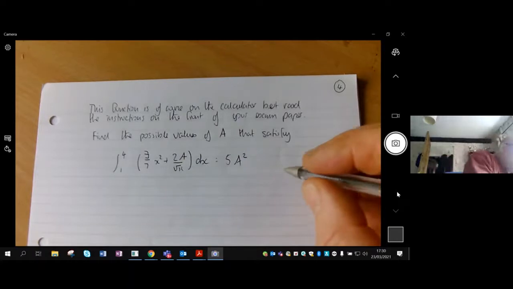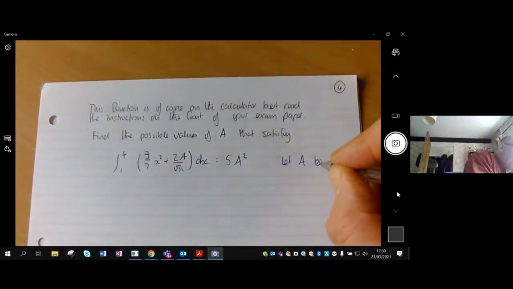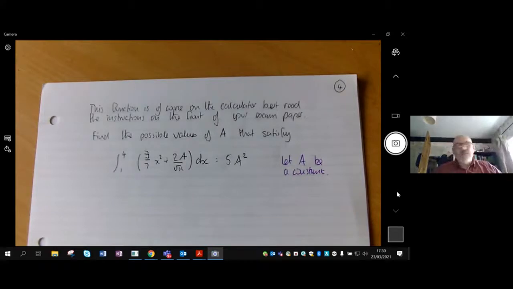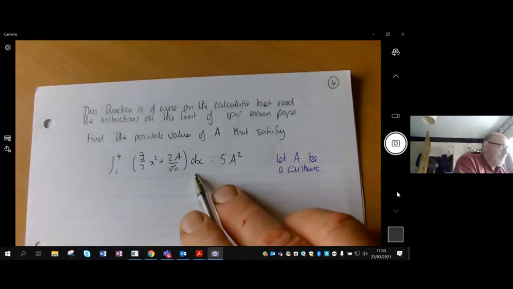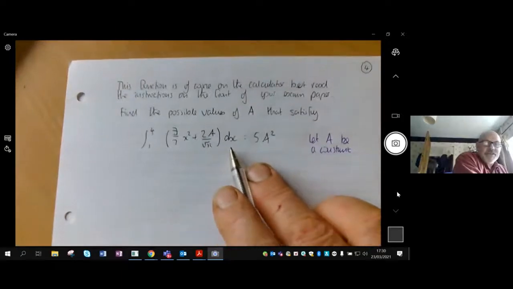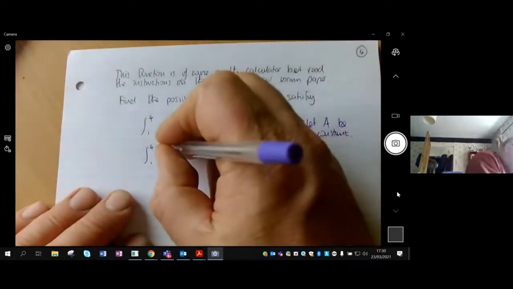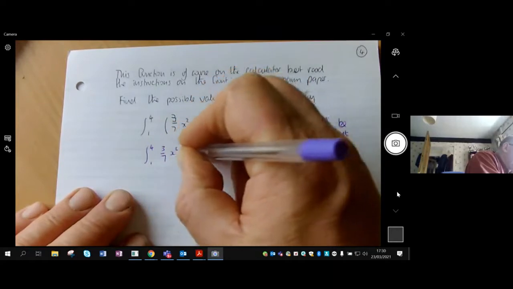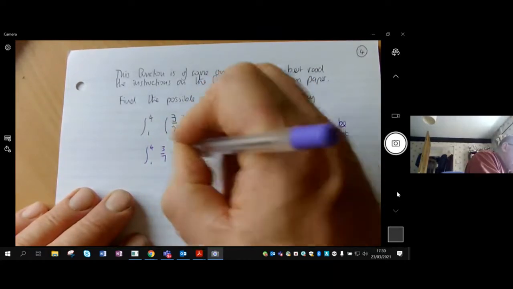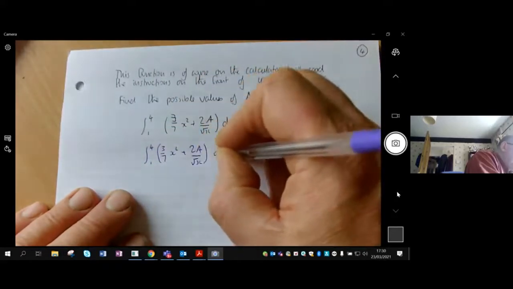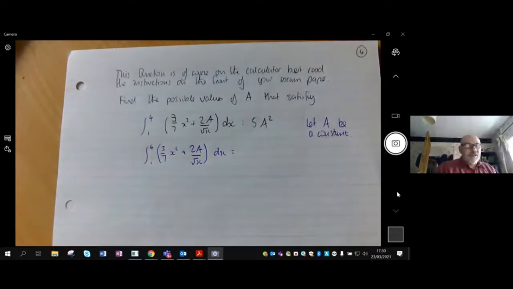Well, the first thing is let A be a constant. So A is a number, a constant. So effectively, we've got to find the constant. Now, the first thing we're going to do is integrate this side. So I want to find, wait a minute, let me get this camera sorted out, the integral between my two limits of this function. Now you might argue, well, you've just written down the question. Well, true, but you do want to tell the examiner what it is you're trying to do. And that helps the examiner give you a method mark.